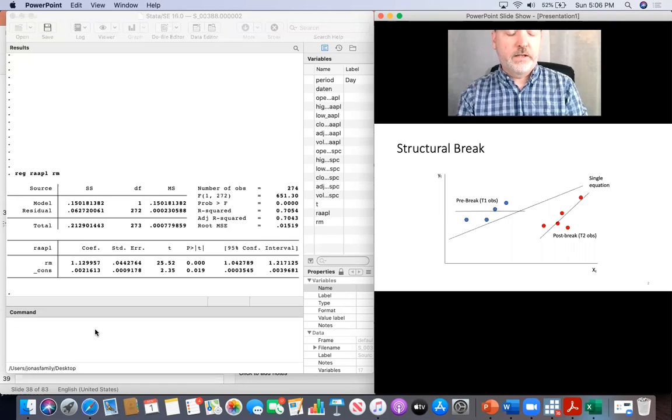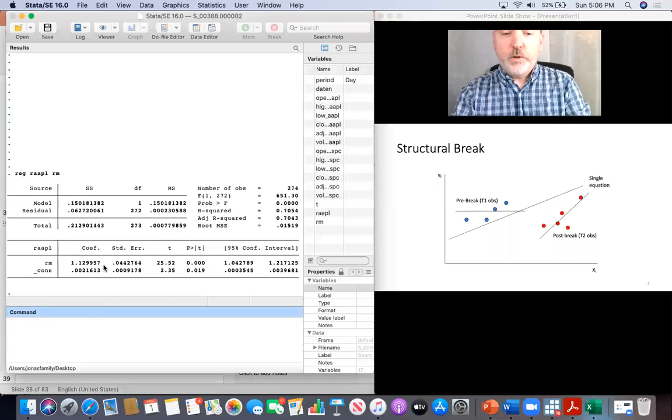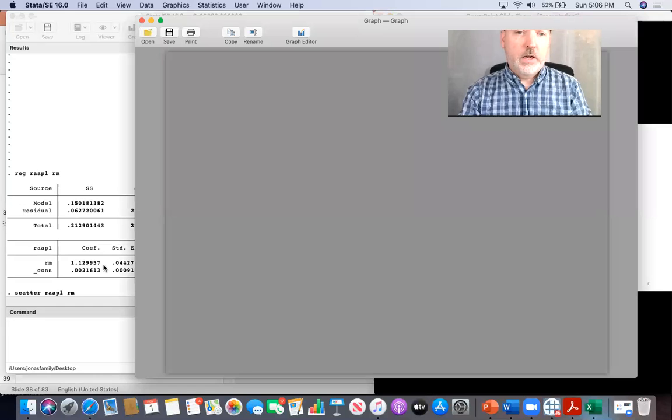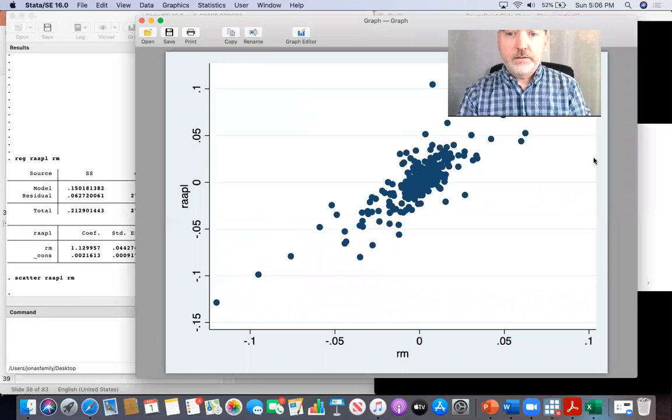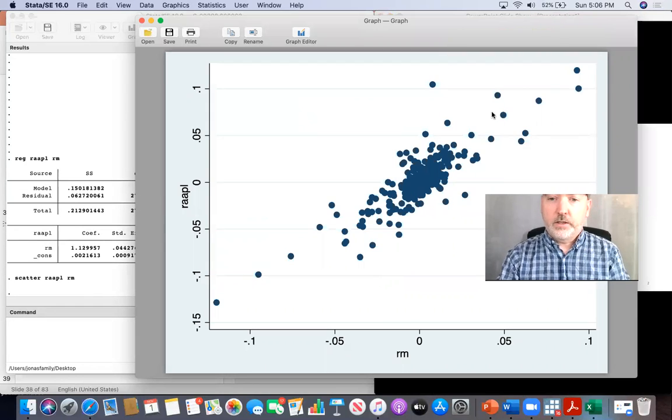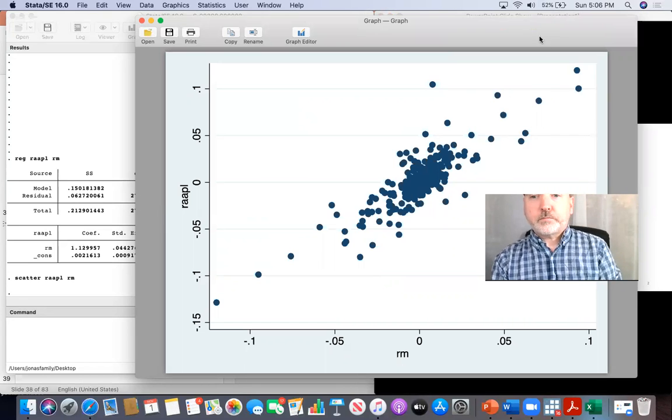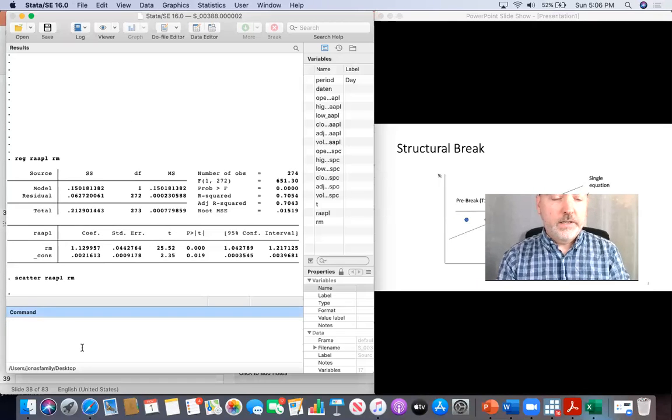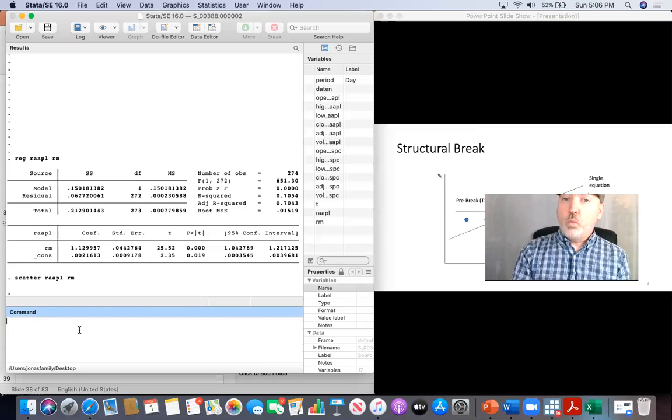So just to get a visual for our little example, if we brought up a scatter plot between our y variable, Apple return, and our x variable, market return, nothing seems to be amiss here. In fact, that looks like an almost perfectly linear relationship. So where might we look for evidence of instability? Well, one thing we could do is look at the underlying data.